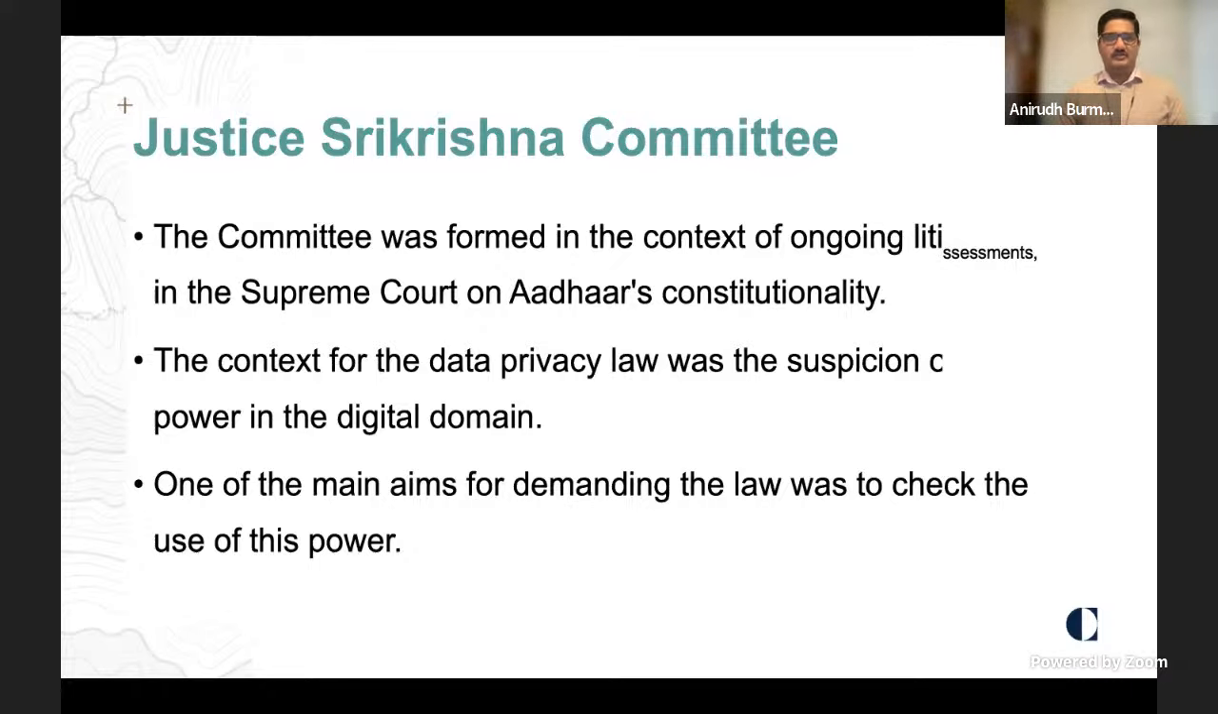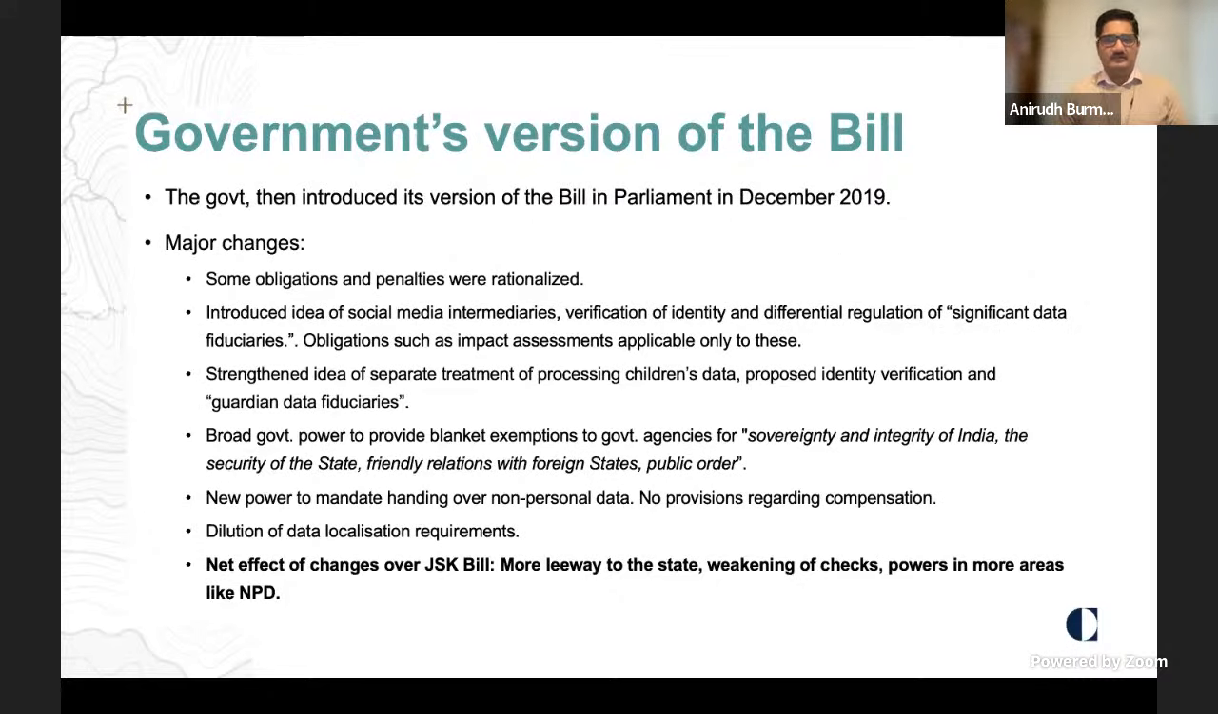And the idea was that this idea of individual privacy could be furthered by putting obligations on businesses and government agencies. And the net effect of this would have been to actually create a lot of new compliances for businesses, and there were some exemptions given to the state. This changed in many ways when the government introduced its own version of the bill. Some of the obligations and penalties were rationalized because it was felt that the compliance burden was too heavy, but a number of new ideas were also introduced.